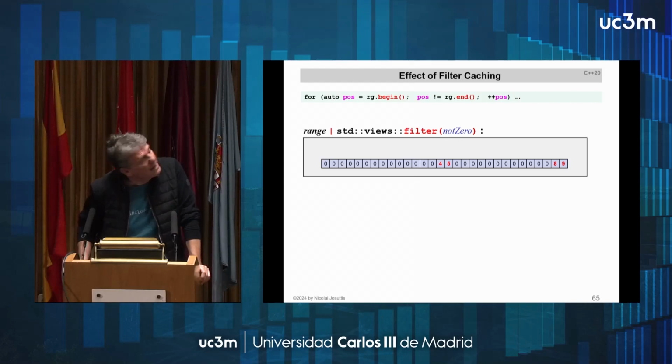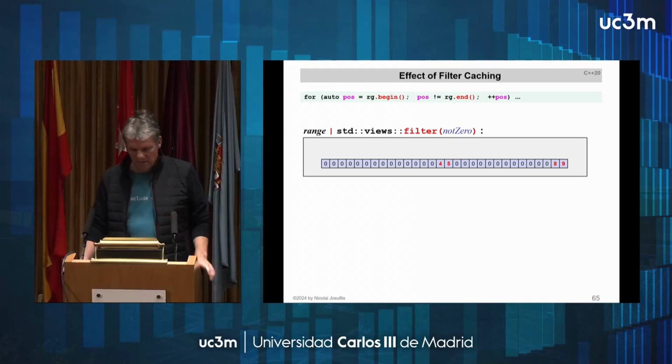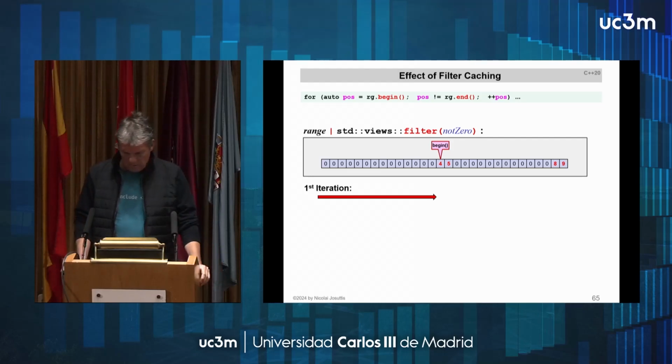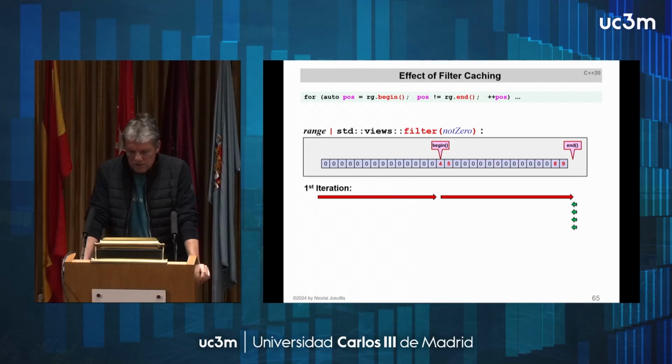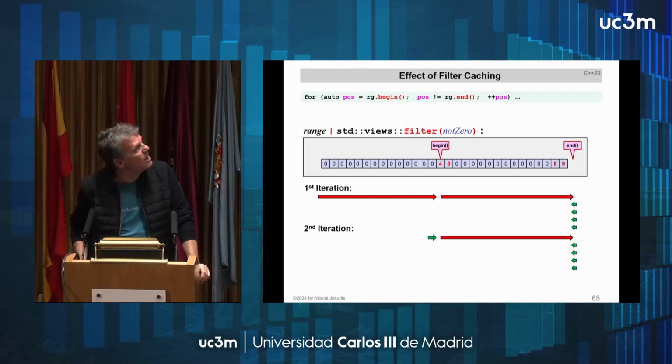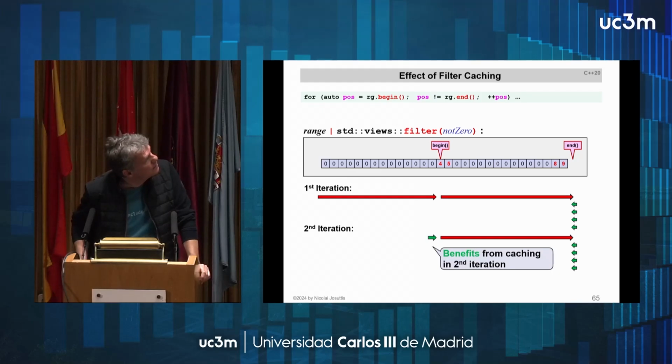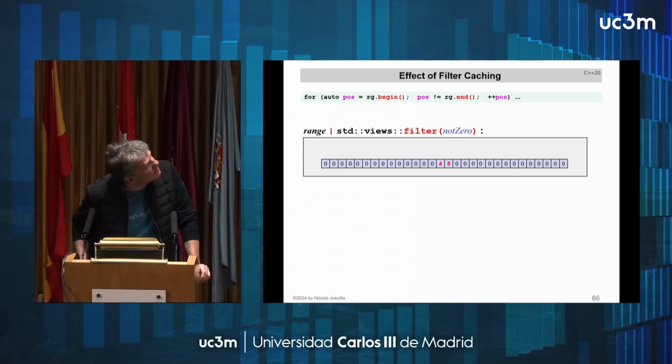So let's look at another use case. Let's have a long sequence of elements, and we have some fitting elements in the middle and at the end. So the first element, begin, is cached. We iterate to the end. Second iteration, okay, we have benefits here. Good. Now let's not have valid elements at the end, only in the middle, one or two elements.